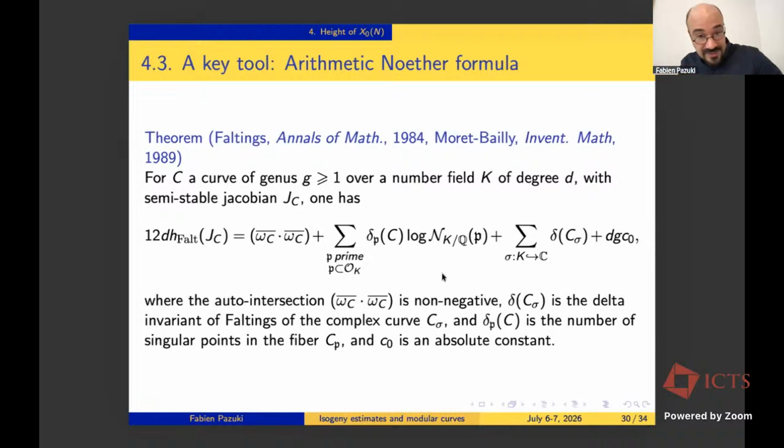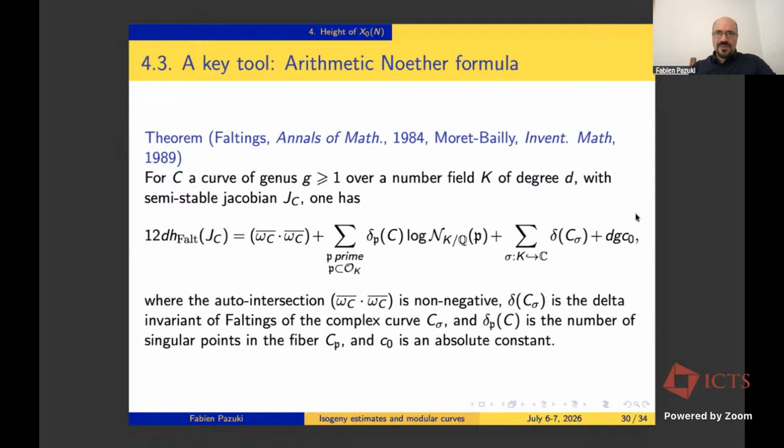Anyway, this is an important formula that is in link with the two first ways of measuring the size of the moduli space X_0(N), viewed as an algebraic curve. You have these two ways.